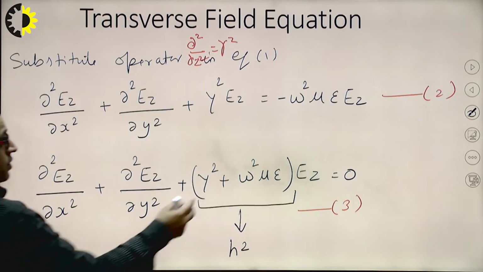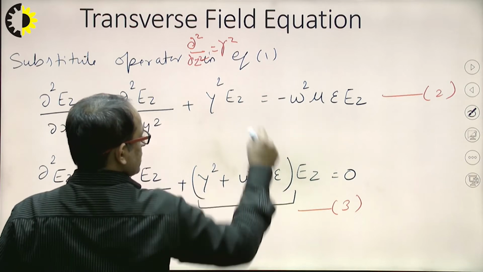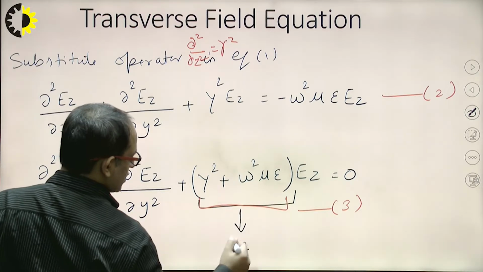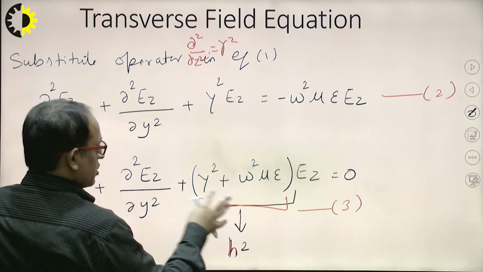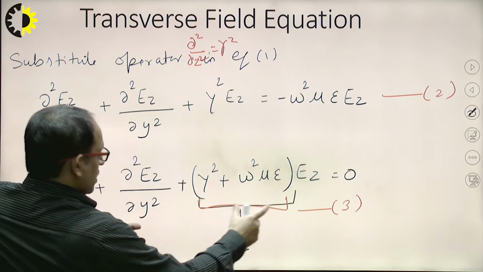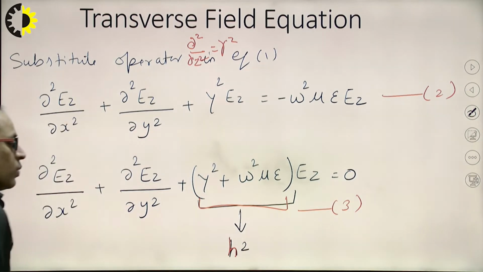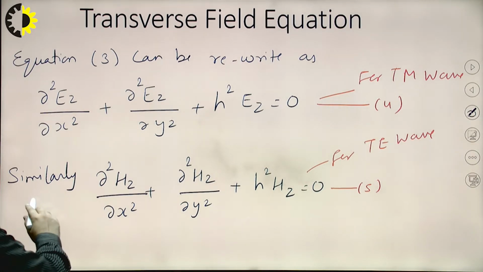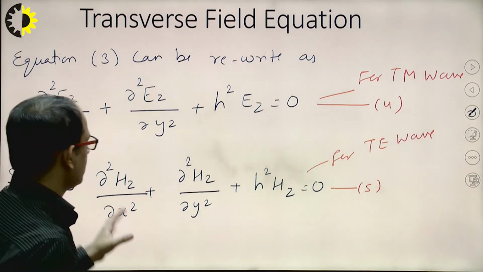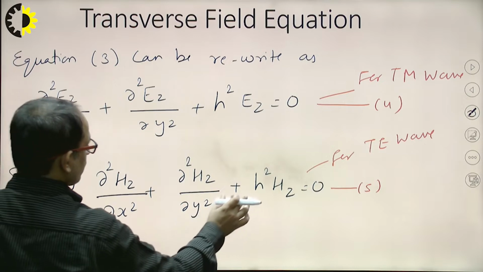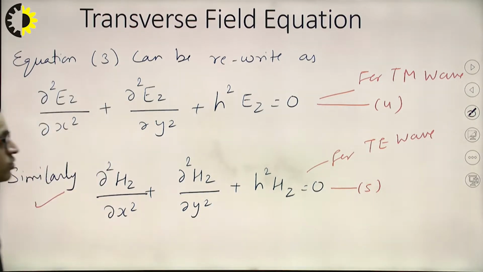Now see, take this term from this side, you will get this one, and let's say if I term this as a constant, it is h square. This is also a propagation constant. The overall h square will also be a propagation constant. Clear? Now similarly, we can write this for the TE mode: del square Hz by del x square plus del square Hz by del y square plus h square into Hz equal to 0.